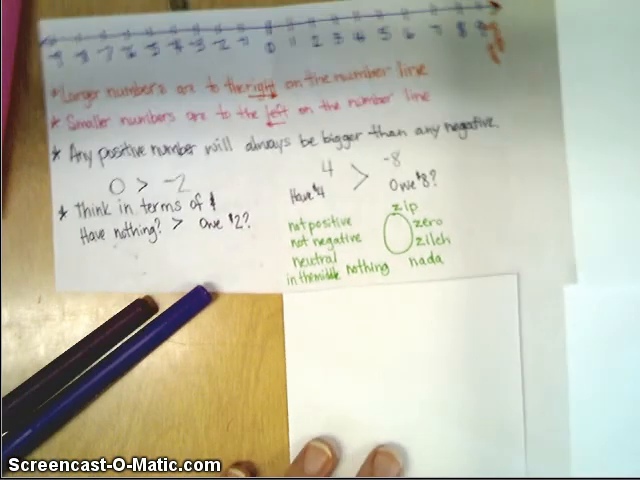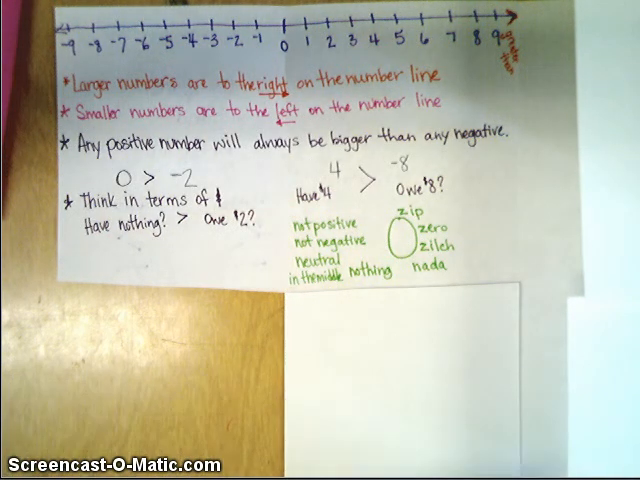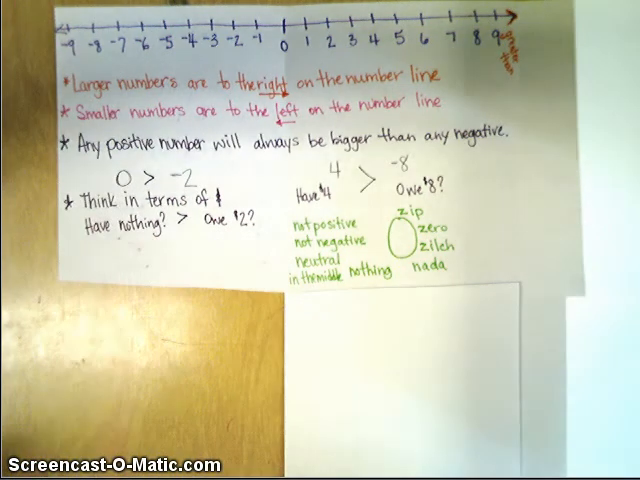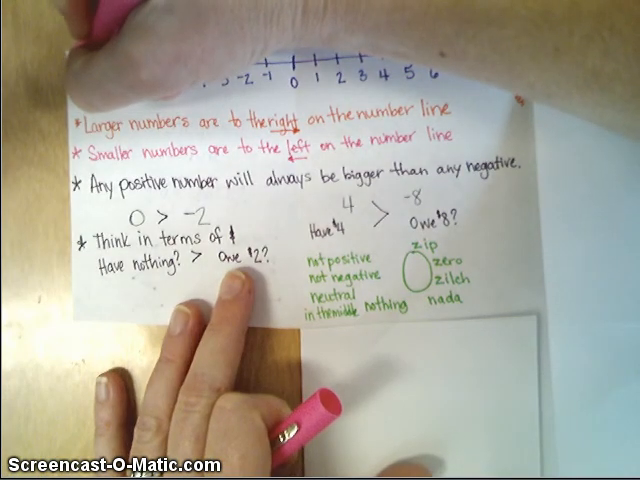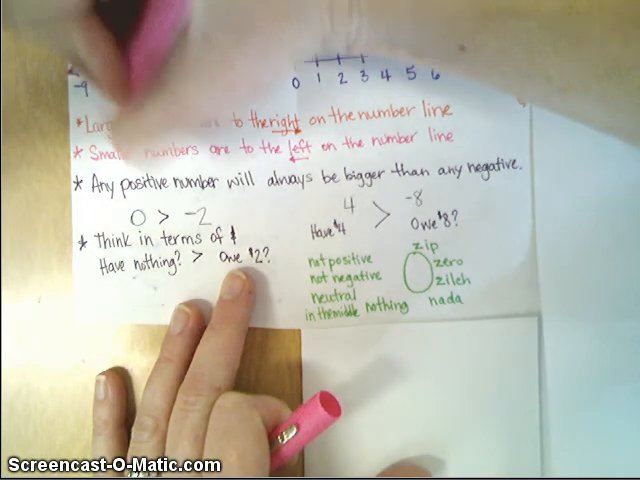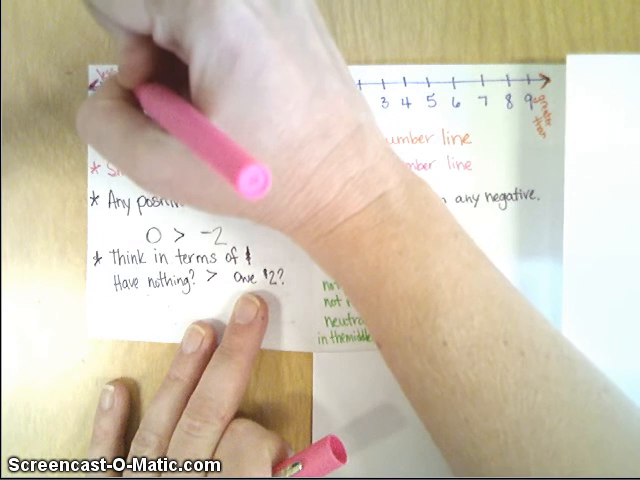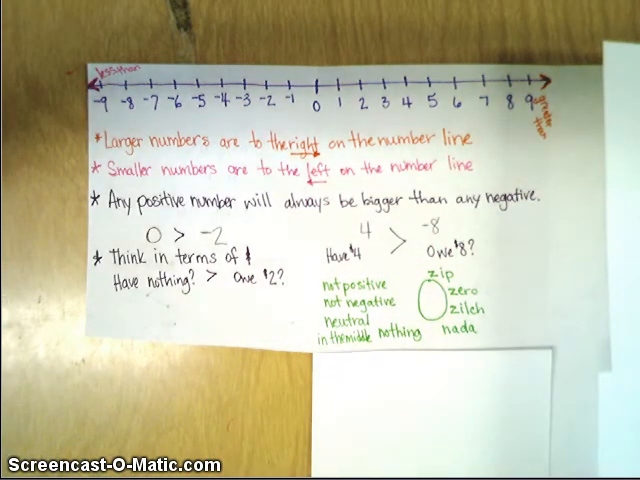If you keep these concepts in mind as you are putting your integers in order from least to greatest, then that should help you. One little thing I'm going to add right here. I forgot. My bad. So right here, I'm color coding this. That symbol right there looks like the less than. So the smaller numbers are on the left side of the number line.